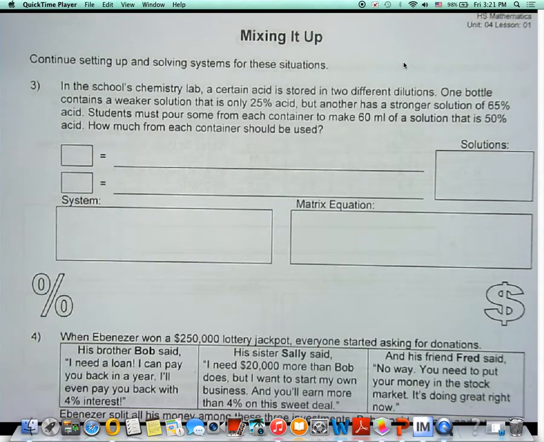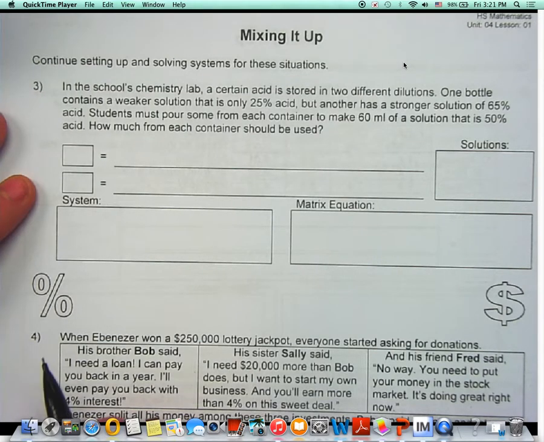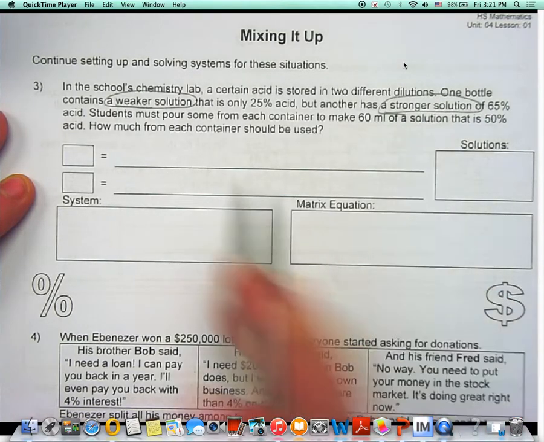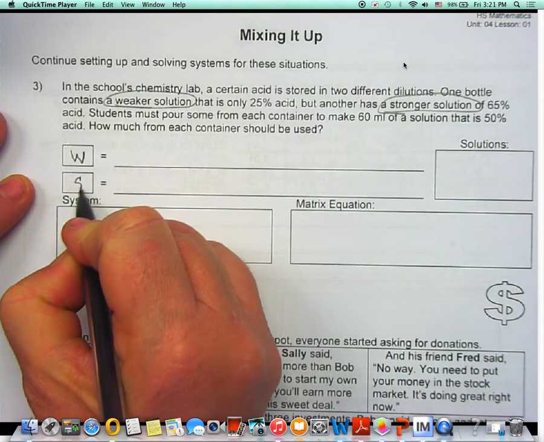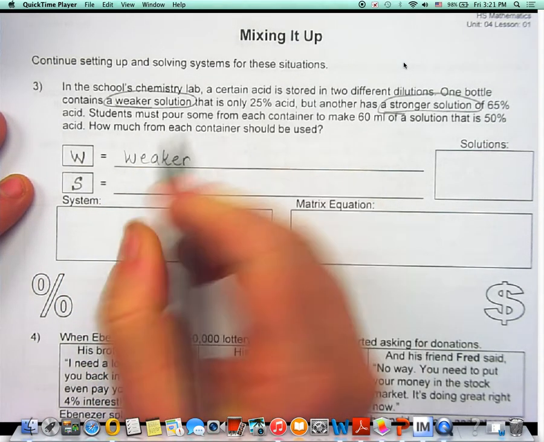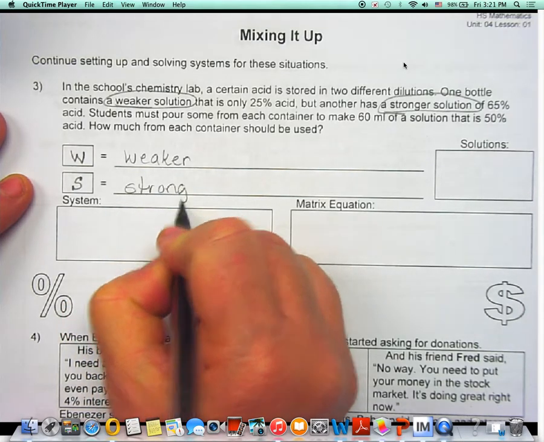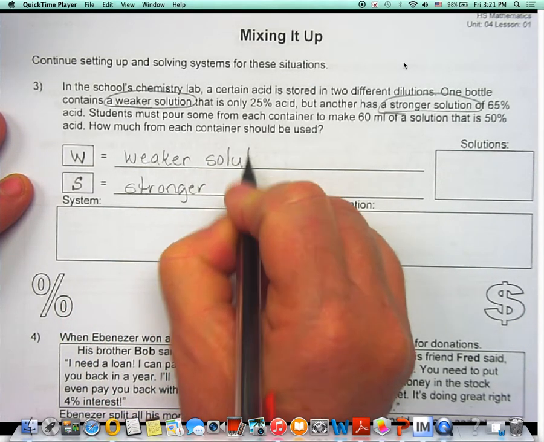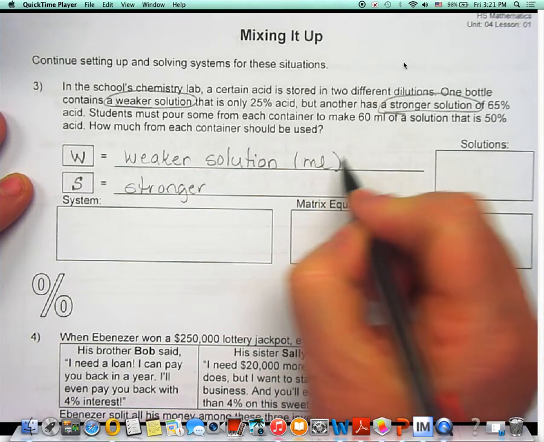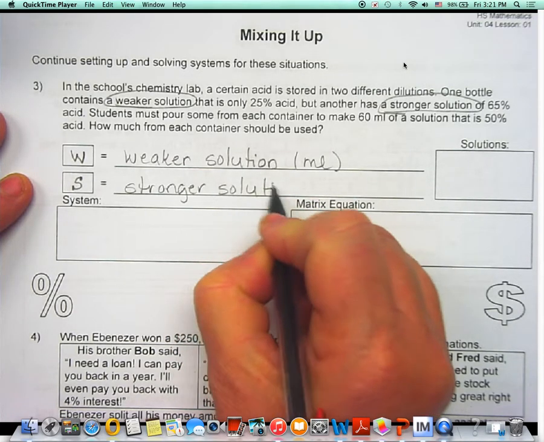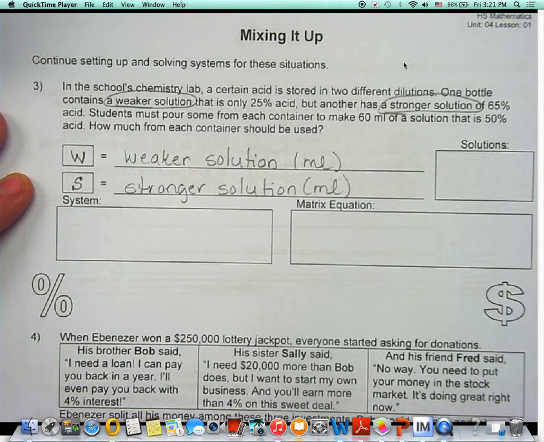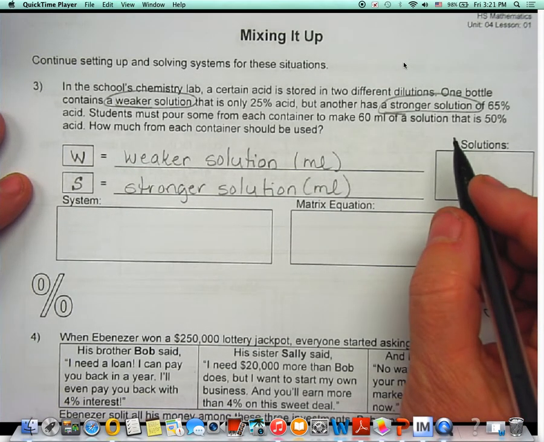So what do you want to call them? X and Y. Okay, well, how about something that has to do with weaker and stronger, even though it's an S. We'll be really careful with the S. Okay, and what are we trying to find, what kind of units will this be? Milliliters. Milliliters, good. We're trying to find out how many milliliters we need of the weaker and how many milliliters we need of the stronger to put them together and get 50% solution.